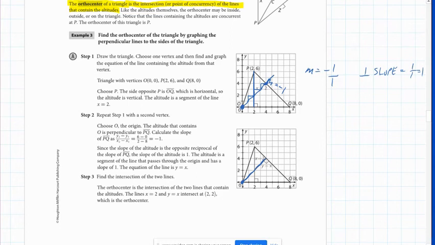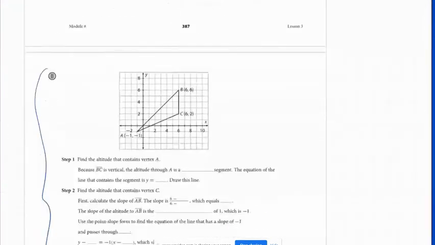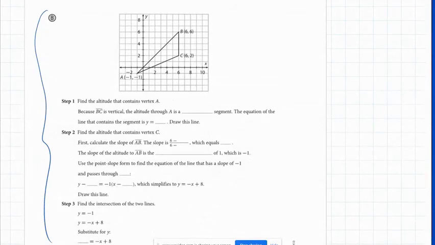We could do the third altitude, but it's not necessary because if we have two accurate altitudes, where they intersect is going to be the orthocenter. So it's not necessary to do all three. We can see that our orthocenter is at the point (2, 2). Okay, so let's do another one together.